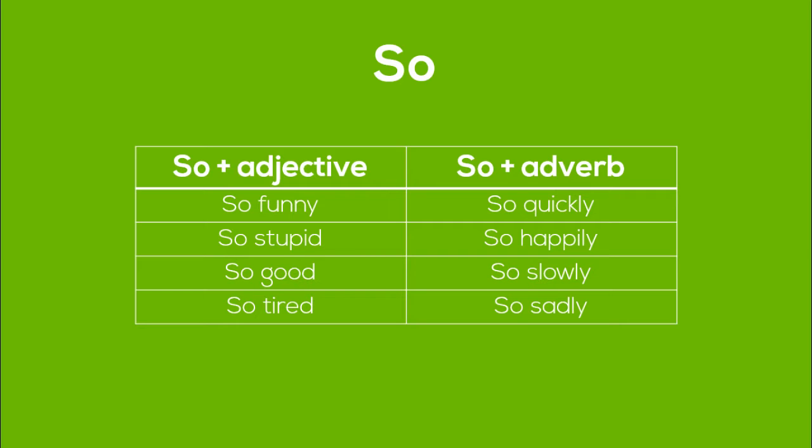Now so makes the adjective much stronger. Instead of saying funny, you can say so funny to make it much, much stronger. And you can use adverbs with so. For example, so quickly, so happily, so slowly, or so sadly. This is how we can use so.